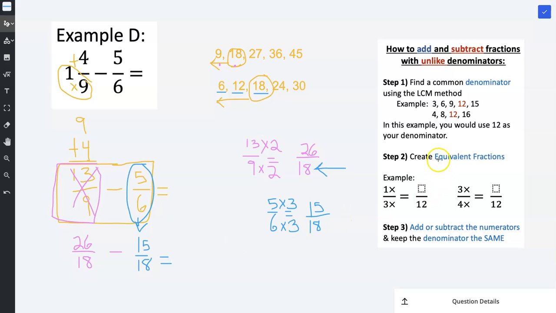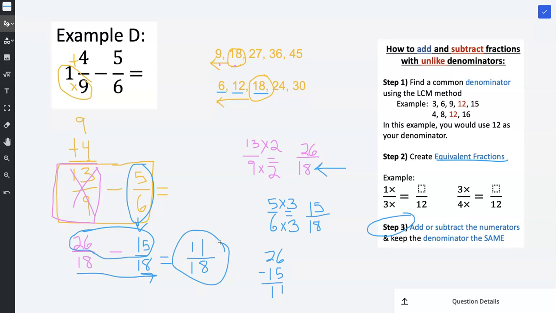So I created the equivalent fractions, and now I'm on to step 3, which is to add or subtract the numerators and keep the denominator the same. This is the easiest part. Keep the denominator the same, and then I just subtract the numerators. I need to take 26 and subtract 15. 6 minus 5 is equal to 1, and 2 minus 1 is equal to 1. So I get 11 eighteenths. 11 is a prime number, and 18 is not divisible by 11, so the answer is 11 eighteenths.